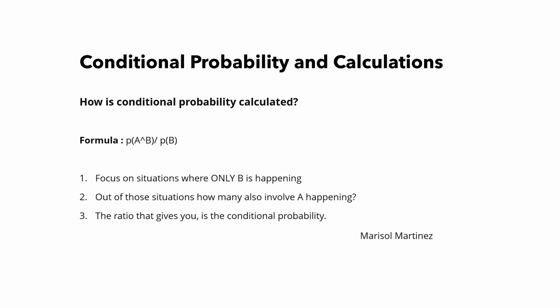We calculate this by firstly focusing on the situations where only B is happening. During this, you can reflect back to the Venn diagram to help you do your calculations. Secondly, out of those situations, how many also involve A happening? And thirdly, the ratio that you get out of those two questions gives you your answer, and that is the conditional probability.